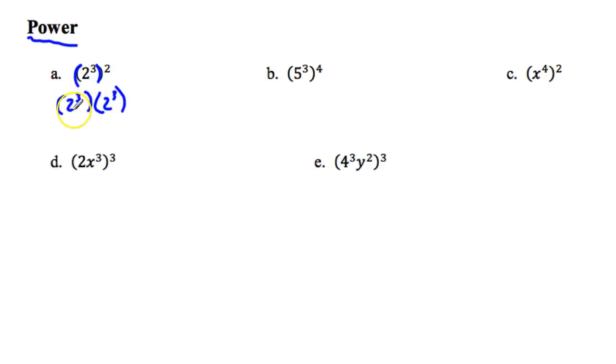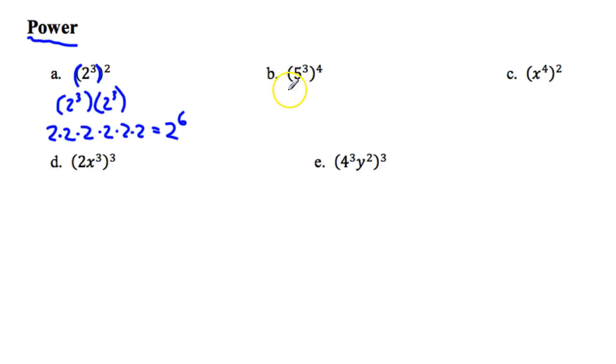Now if I expand these out, 2 cubed is really 2 times 2 times 2. And this is really 2 times 2 times 2. So what does that actually equal? Well, how many 2's do we have? 1, 2, 3, 4, 5, 6. So this equals 2 to the 6th power. So 2 to the 3rd power raised to the 2nd power really equals 2 to the 6th power. Woo! My brain just exploded.